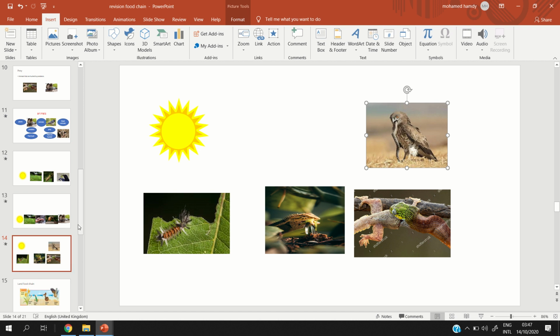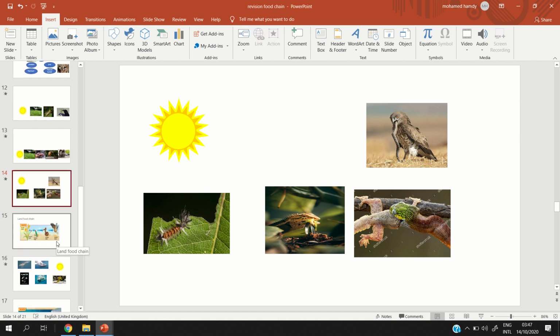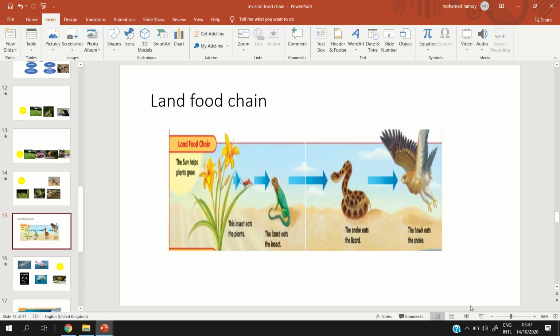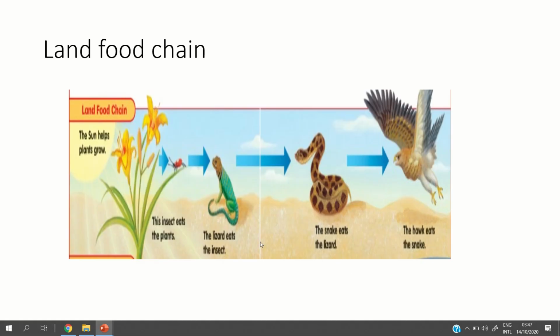Okay, so we know that the food chain can happen on land and in water. So let's see how it happens on land. Like the picture, we arrange it. It starts from the sun. The sun helps plants to grow. And then the insect will eat the plants. And then the lizard will eat the insect. And then the snake will eat the lizard, and then the hawk will eat the snake.